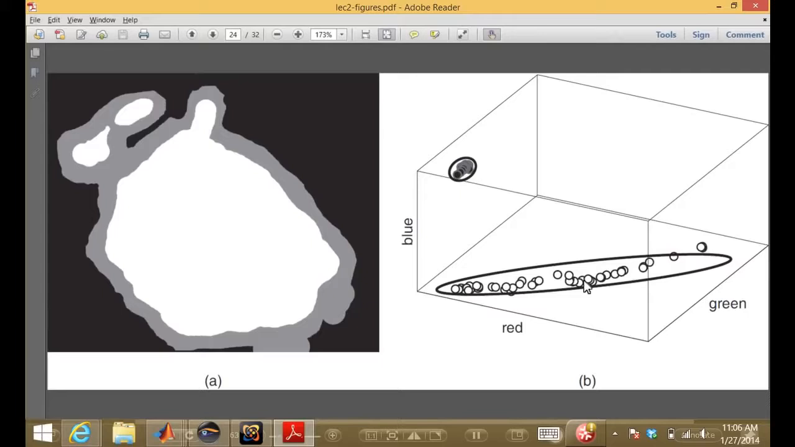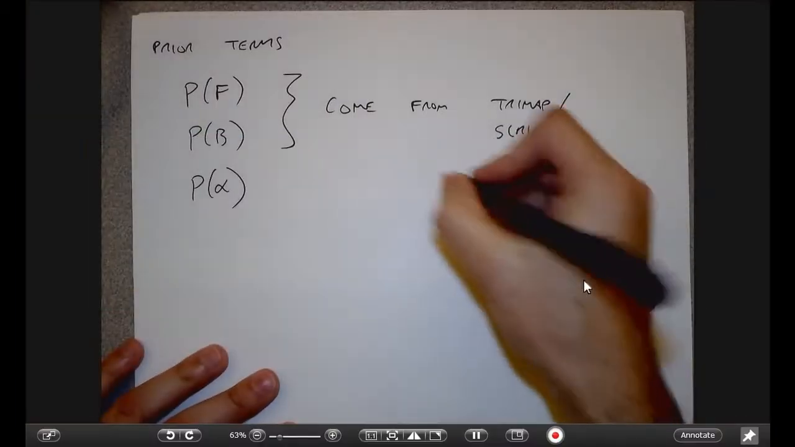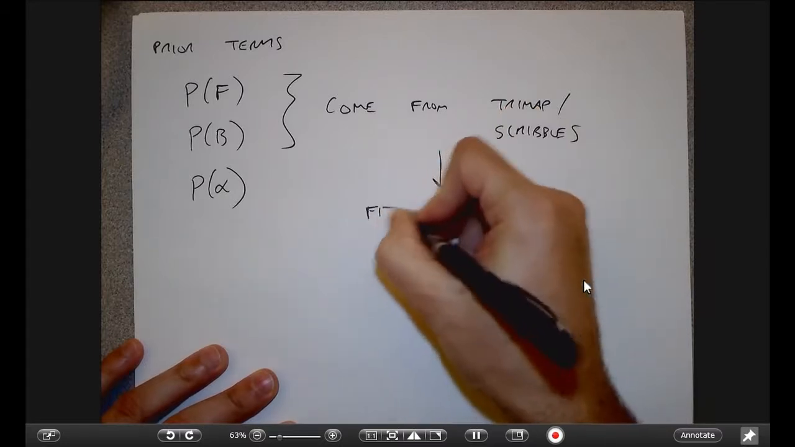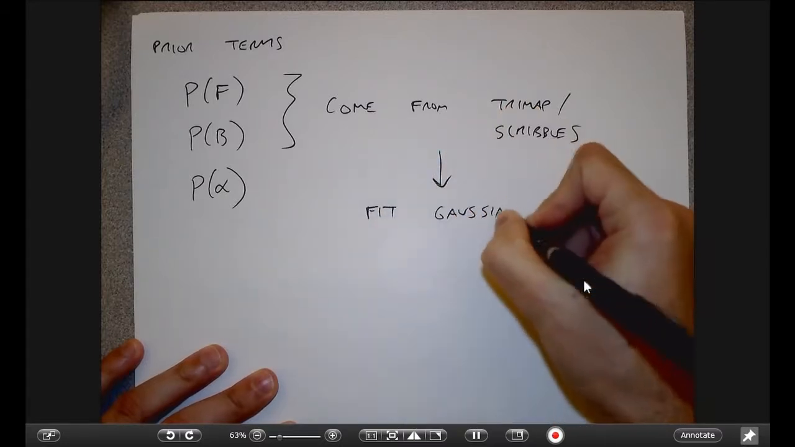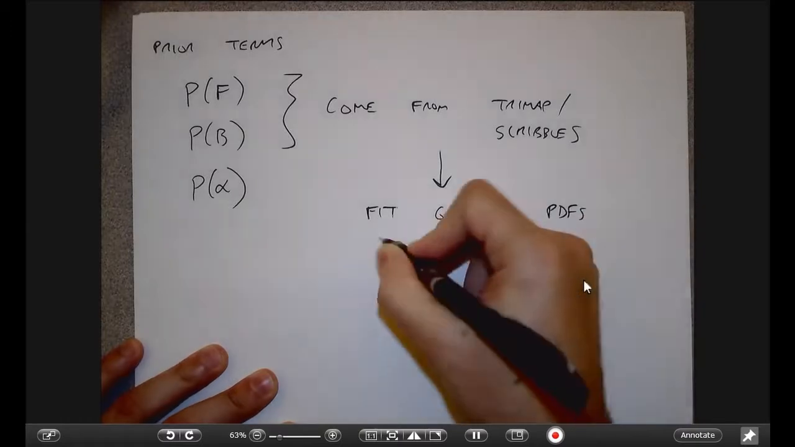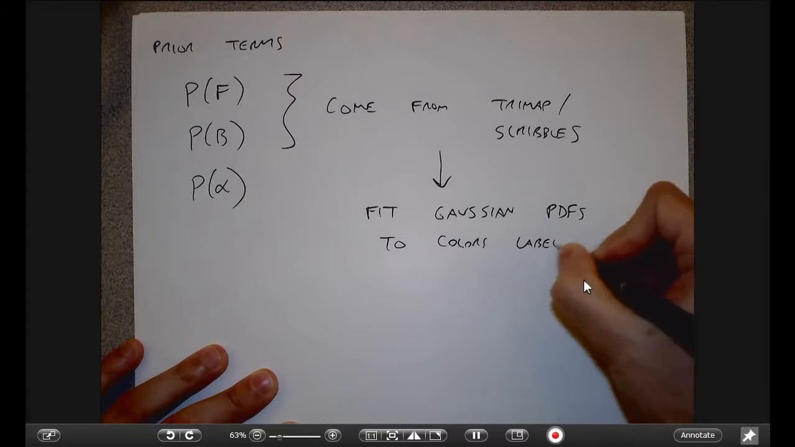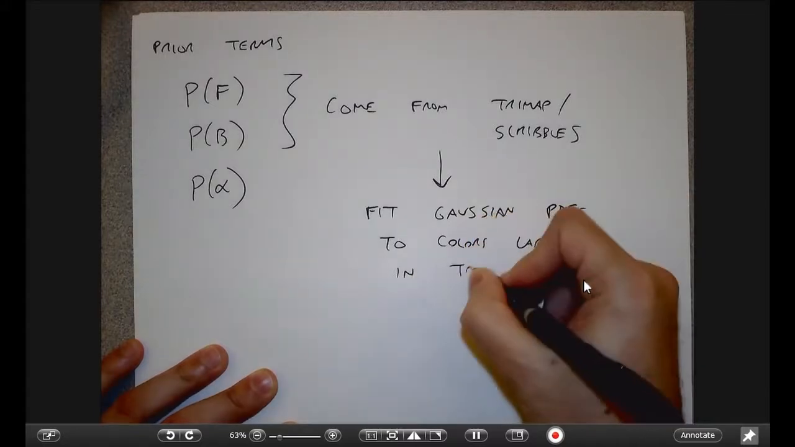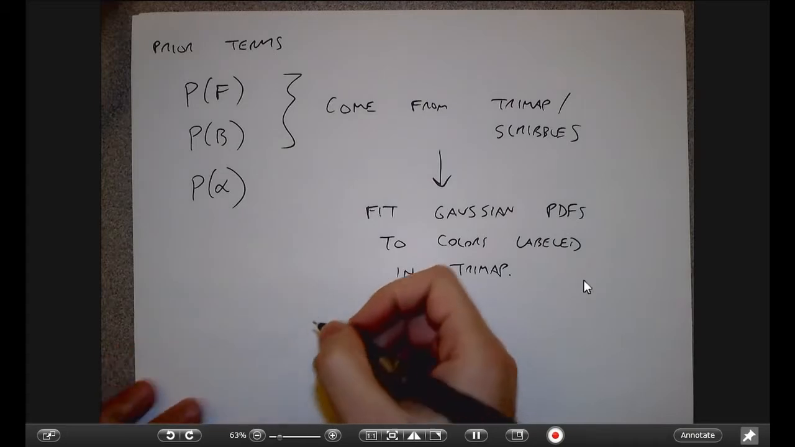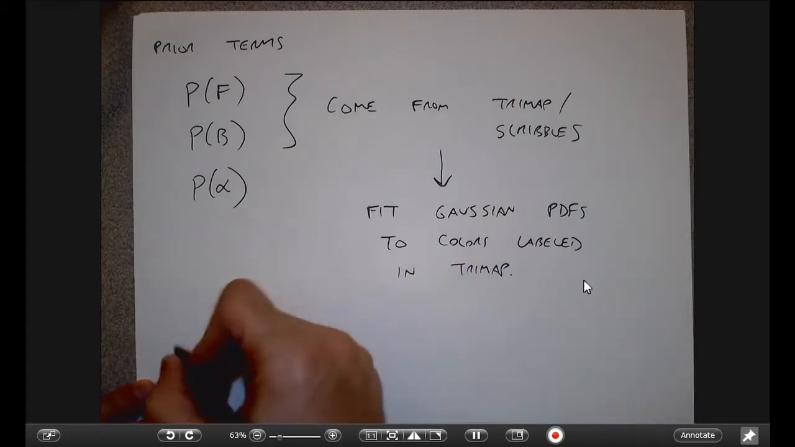And so what I could do, for example, is look at this and say, okay, I could fit these kind of ellipsoids to this data, right? The first thing that you would naturally do as a computer vision person is try and fit Gaussians to stuff, right? So the idea is that I'm going to fit Gaussian PDFs to colors labeled in the Trimap.